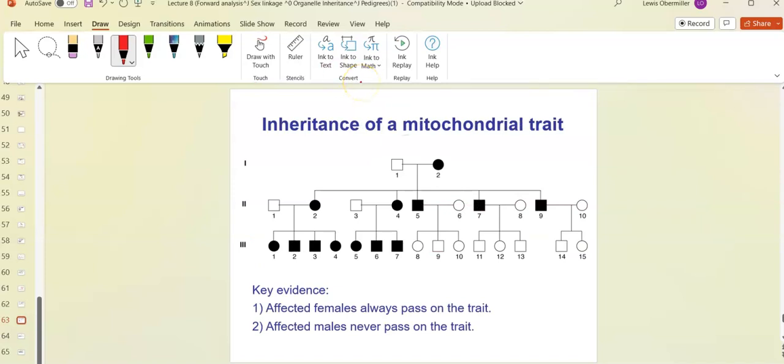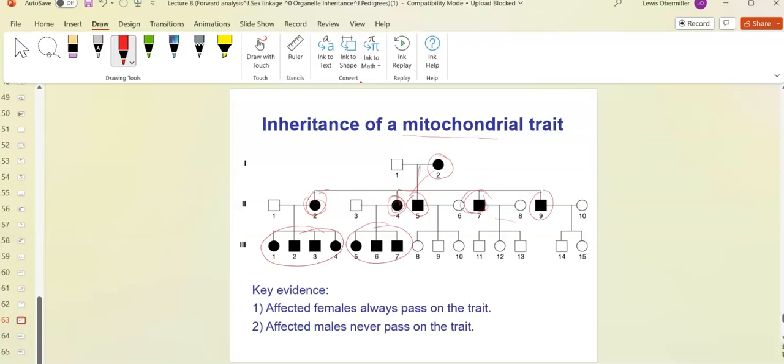Mitochondrial traits: remember, the mitochondria always come from the mother, so whatever the mother is, that's what the offspring are, right? So this is a child, right? We're talking about these are the offspring. Every offspring is going to have it if mom has it. Only the mother can pass it on to their children. So if this is a mother, all of her offspring are going to have it.